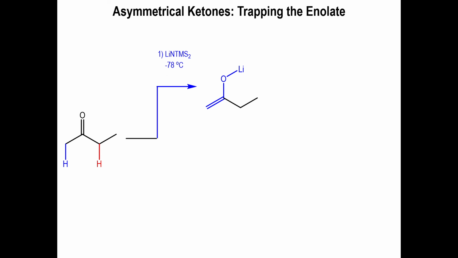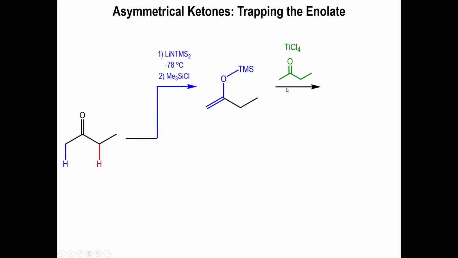So the way to really fix the problem is to use a bulky base at low temperature to make the less substituted enolate. But once you make that less substituted enolate, instead of bringing the ketone, you bring trimethylsilyl chloride and you trap the enolate in that fashion. So this is an enol ether.